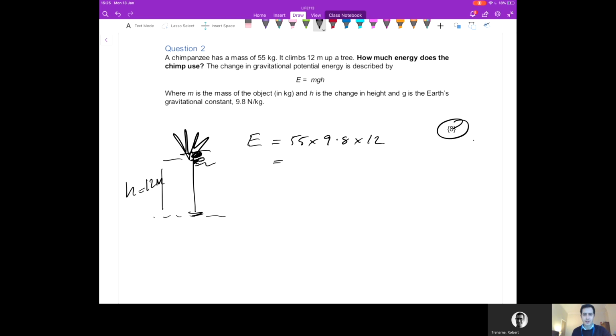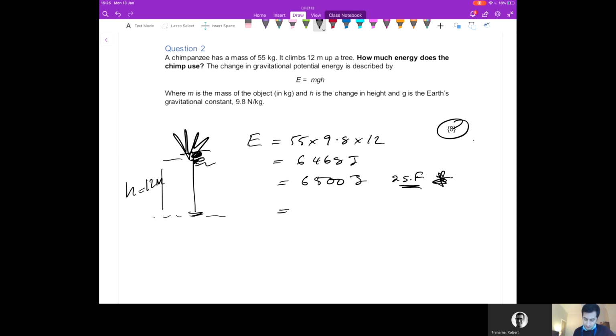So I actually got 6468 joules, which to two sig figs is 6500 joules. Obviously, you're writing this out, so I would definitely recommend that you draw your marker's attention to how many significant figures you've used, so it makes them realize you thought about it.